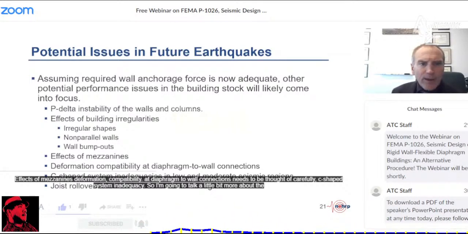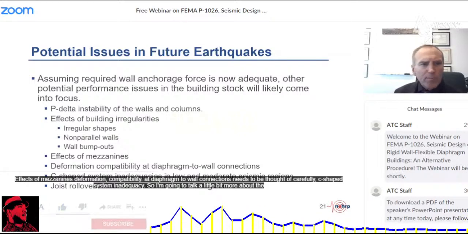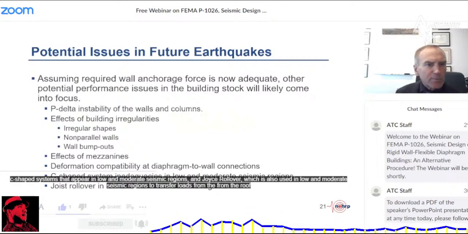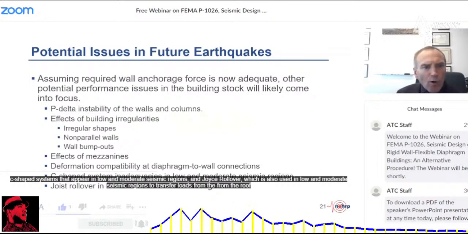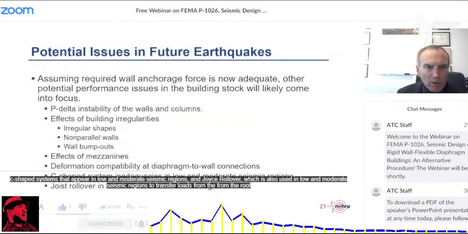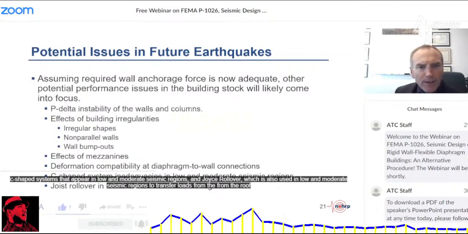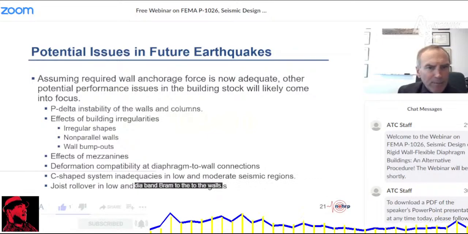C-shaped system inadequacies. I'm going to talk a little bit more about these C-shaped systems that appear in low and moderate seismic regions, and joist rollover, which is also used in low and moderate seismic regions to transfer loads from the roof diaphragm to the walls.